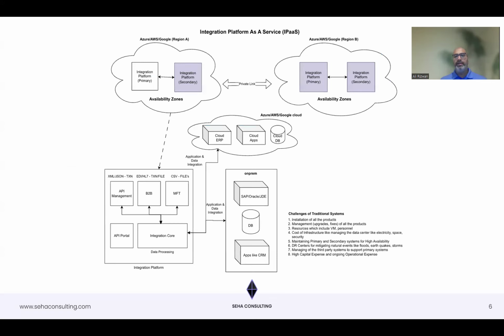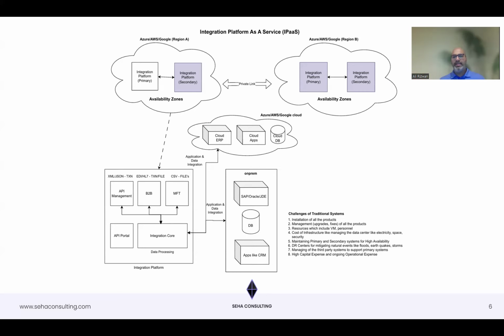So, if you talk about integration platform as a service, some of the challenges that you have in your traditional systems, right? As we mentioned, all the hardware and software that you have, somebody has to install those, right? If you're talking about moving to the cloud, most of those applications are browser based, so you have a very low software and hardware footprint to maintain. Management of upgrades, fixes of all the products, resources you have to maintain in terms of personnel to keep the lights running of that hardware and the infrastructure and the software that you carry, is certainly a big drag on your resources.